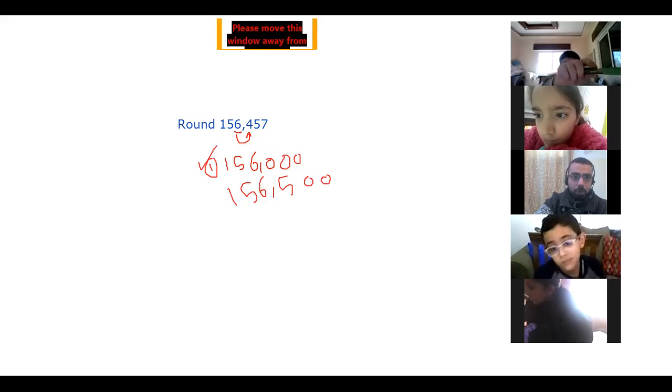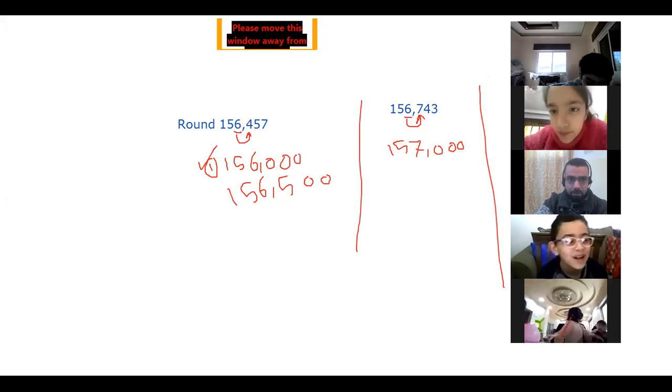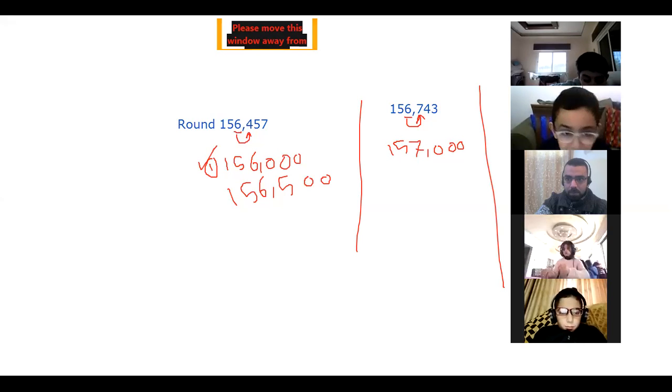Yeah, if it was more than 5, I will give you another example. If it was like 1, 5, 6, 7, 3, 4, and I also want to round the 6, we will look here. We found 7, which is greater than or equal to 5, right? So you will add 1 to the 6, so that will be 157, and the other digits will become 0, 0, 0. Okay? Do you see that? Do you have a problem with that? No. Yes, Malak.